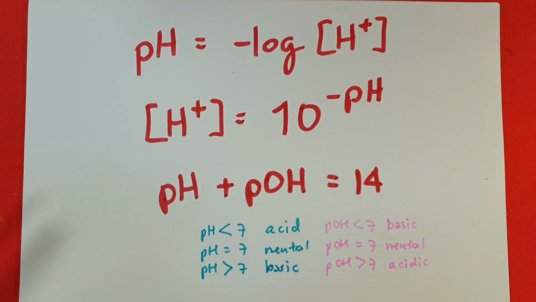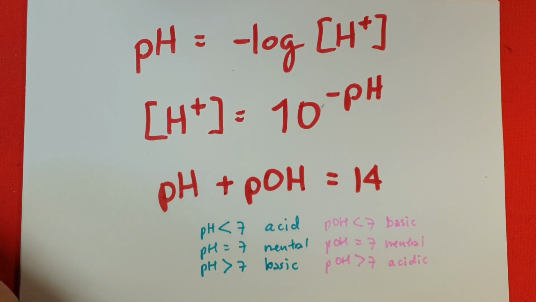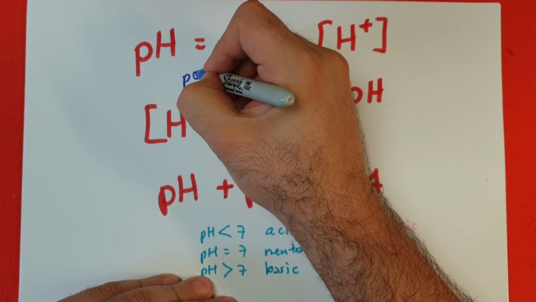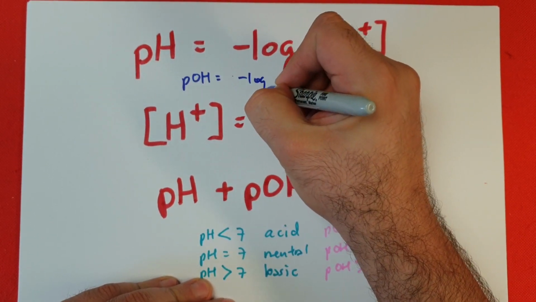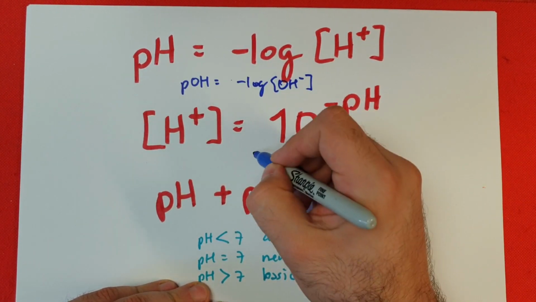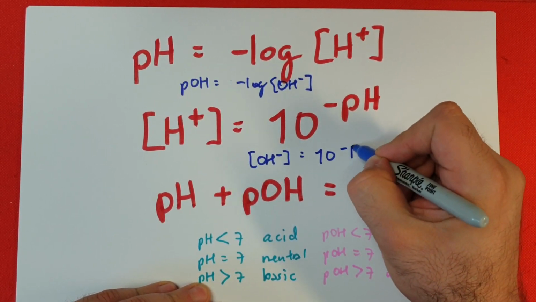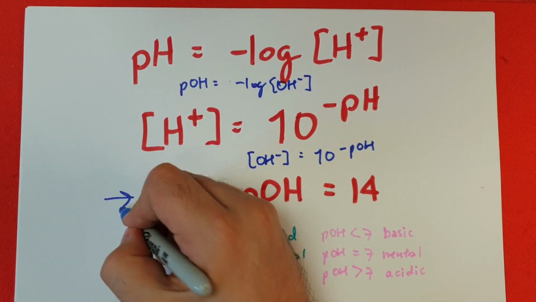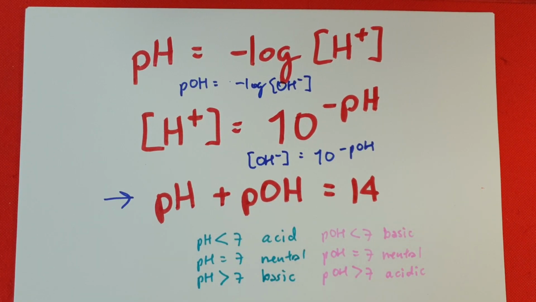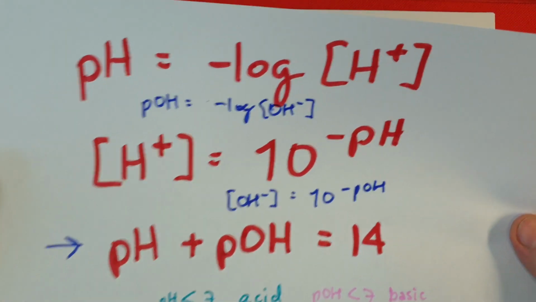pOH, just like pH, is equal to negative logarithm of hydrogen concentration. pOH is equal to negative logarithm of OH concentration. And concentration of OH is equal to 10 to the negative pOH. And then pH plus pOH equals 14. So if we keep this in mind, we can really answer any type of exercise.